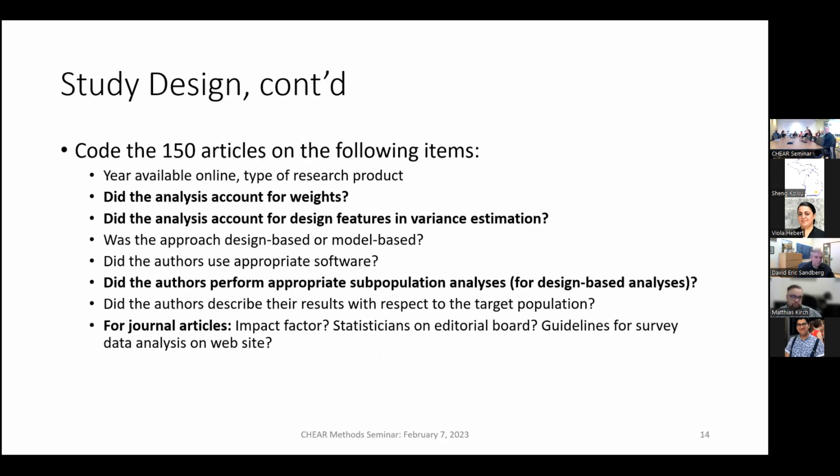We coded these 150 articles on all these following points. So this, again, took a long time to go through the articles and code this information. But the most important things for the presentation today, we want to see, did the analysis account for weighting? Did the analysis account for these design features and variance estimation? Did the authors perform appropriate subpopulation analyses? And then for journal articles in our sample, what was the impact factor of the journal? Were there statisticians on the editorial board? And were there guidelines for survey data analysis on the website?